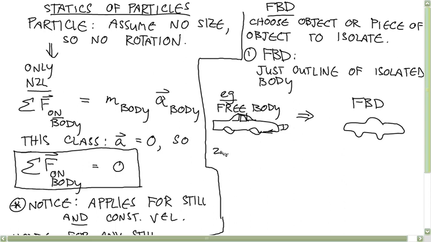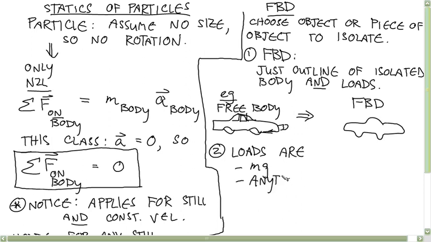So let me give that more technically. So the loads that you're going to put on it, go back up here. So just the outline of the isolated body and the loads, of course. And when we're talking about statics of particles, the loads are just forces. When we talk about rigid body, the loads will be forces and couples. So the loads are the weight of the body and then loads come from anything touching the outline. Okay?